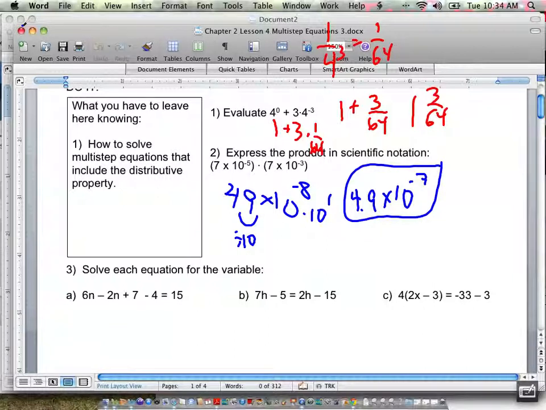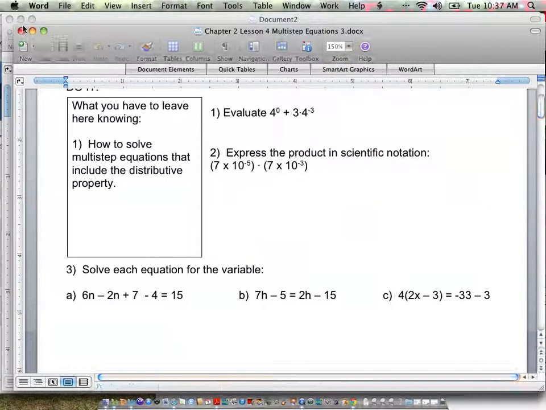Now, so I've got this set up, 4.9 times 10 to the negative 7. I'm telling you now, this is coming. On the first day of the state test 2 years ago, I didn't see last year's, 7 questions out of 25 had to do with scientific notation. So you have to be prepared for it.